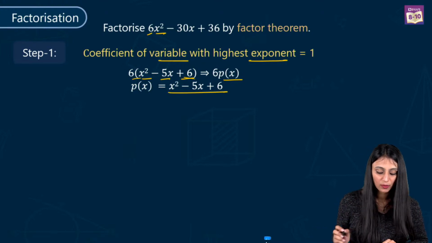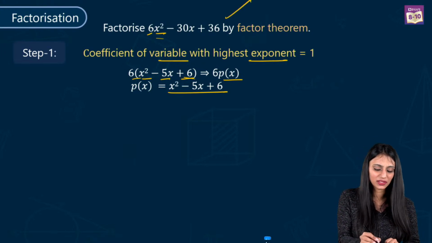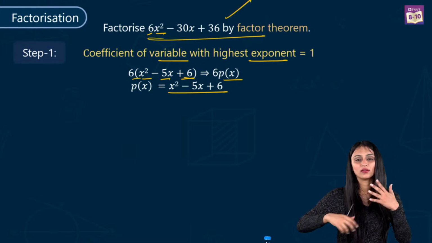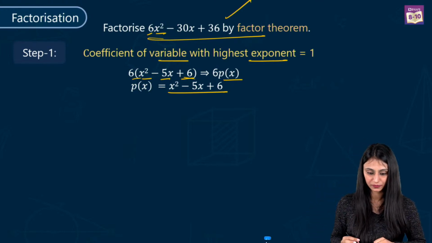So this is the polynomial that we have now: x square minus 5x plus 6. You can do it with the given polynomial also, but in that case the digits are very big, so I would suggest you first take common from here.